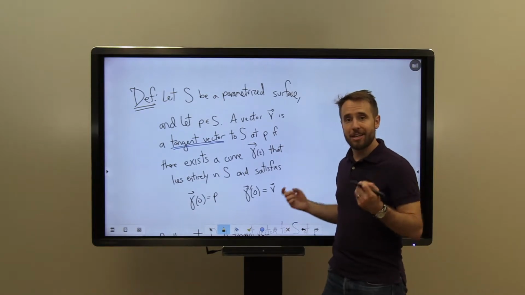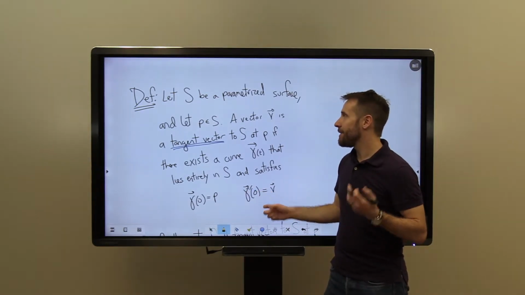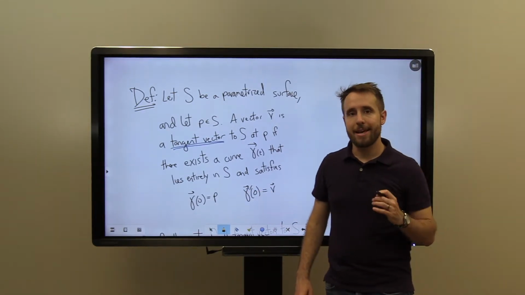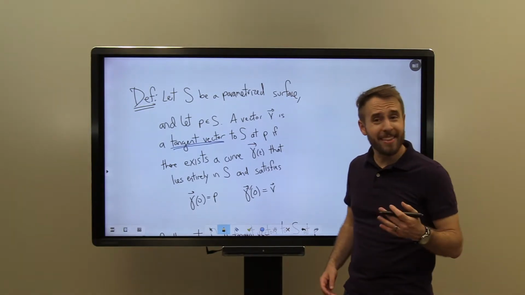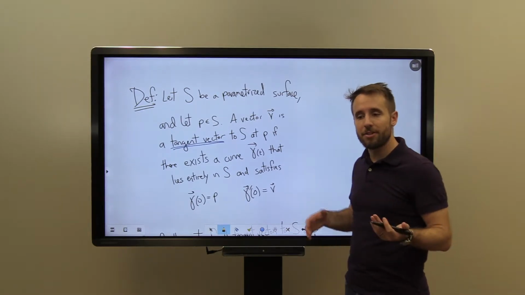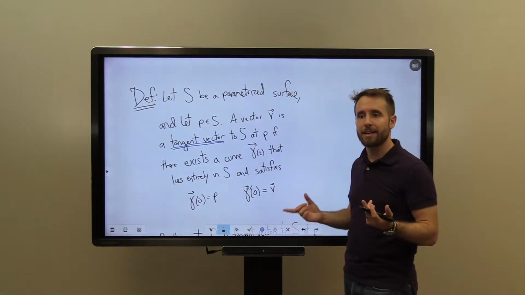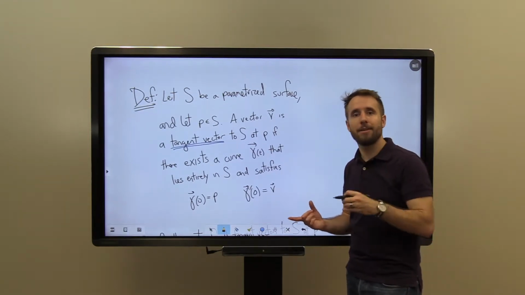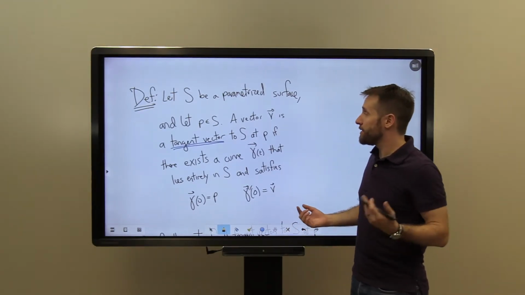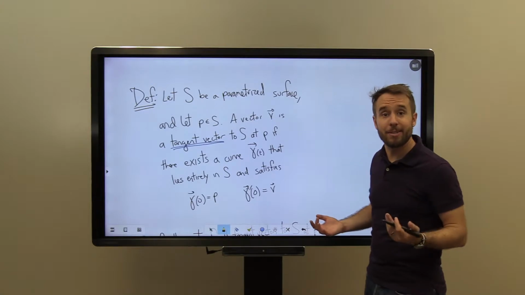If we can find such a gamma, and if these two things are satisfied, then v will be a tangent vector to the surface. I think that's kind of interesting because part of this definition says in order for us to define this vector to be a tangent vector to the surface, what we really need to do is find a parametrized curve, even if, say, this gamma isn't necessarily given to us ahead of time.